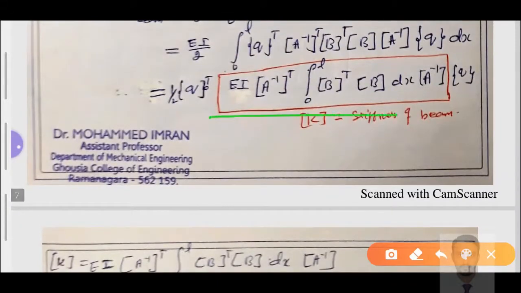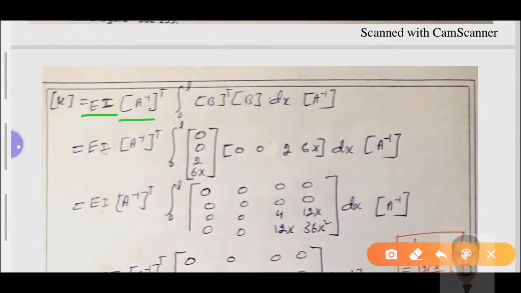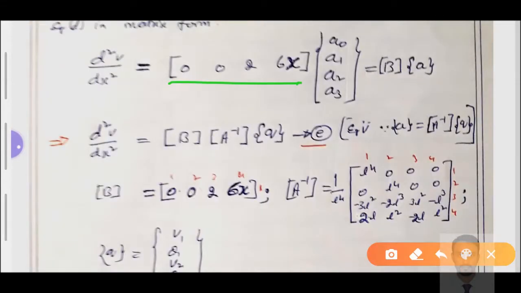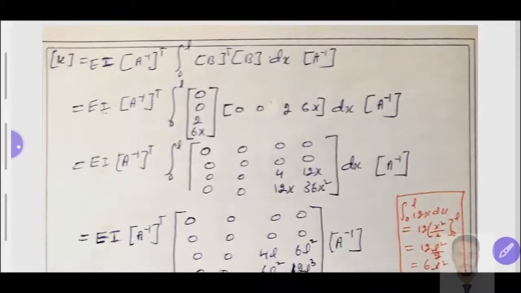Then I'll take this separately. Here we have A inverse transpose matrix, integration of B transpose matrix, B matrix into dx, A inverse matrix. Then I'll substitute only this matrix value. Later on I'll substitute these values. Then I'll substitute this value here. B transpose matrix, we have that B is equals to 0 0 2 6x. Its transpose matrix is equals to 0 0 2 6x. Then we'll substitute both the matrix in this equation.